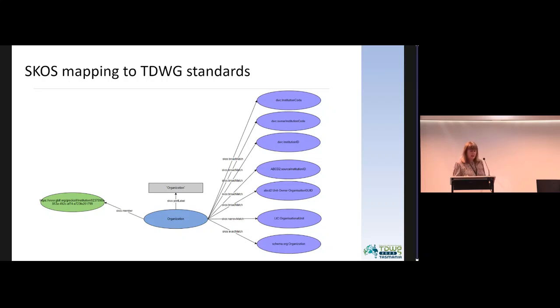So when we pull all of that together, we get the visualization of the mapping to the various TDWG standards. And we can also include an example. This is one of the GeoCASe records.